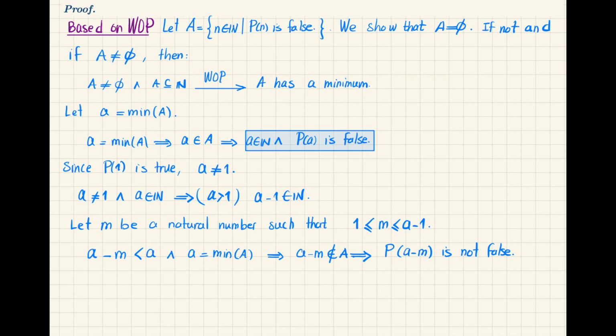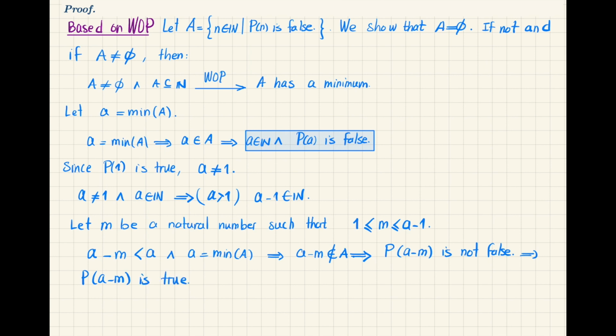Yes? Why? Because if P of a minus M is false, because a minus M is also a natural number, then a minus M has to be in my set. But now that you are saying that a minus M does not belong to my set, and I know that a minus M is a natural number, there is only one way that a minus M does not end up in the set A, and that is P of a minus M is not false. But this sentence means that P of a minus M is true.